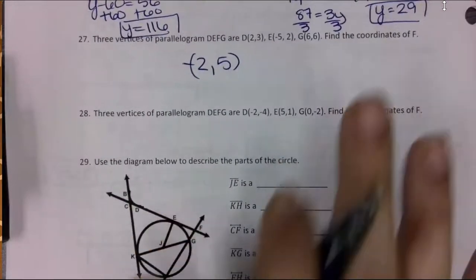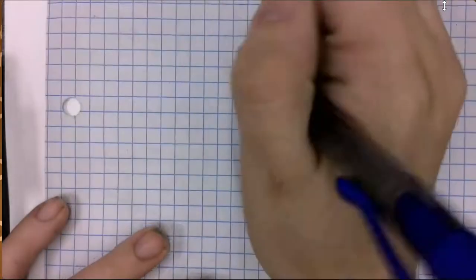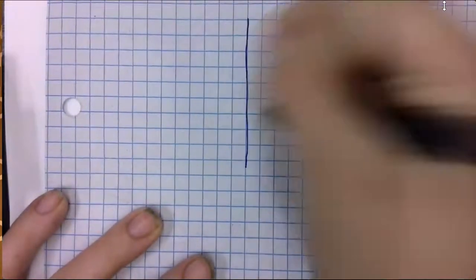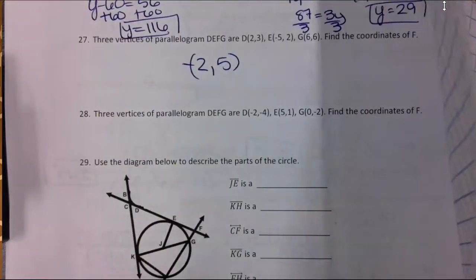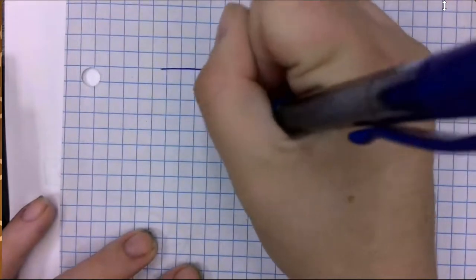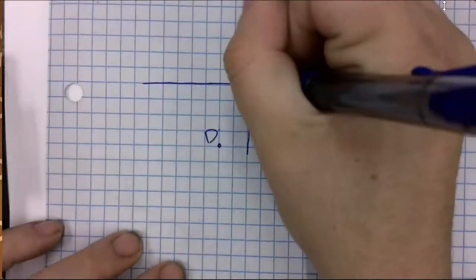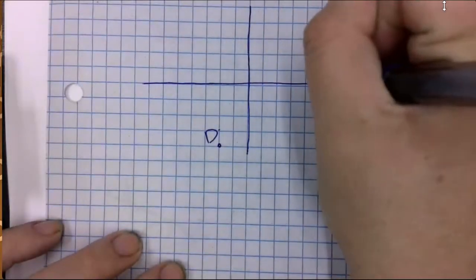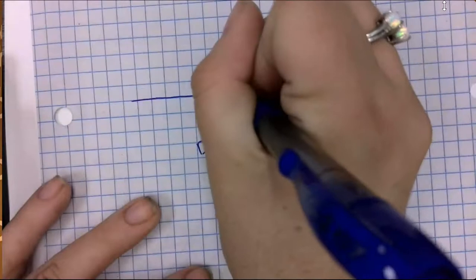I can do the same thing for number 28. So I'm going to again start off by drawing a coordinate plane on my graph paper. Okay. I have negative 2, negative 4. Then I have 5, 1. I have 0, negative 2.